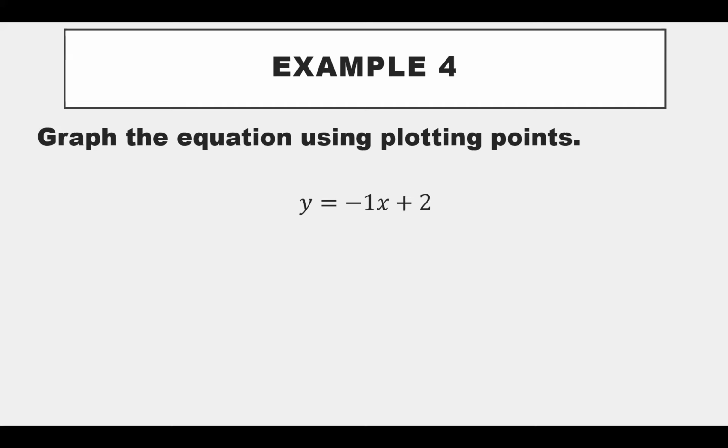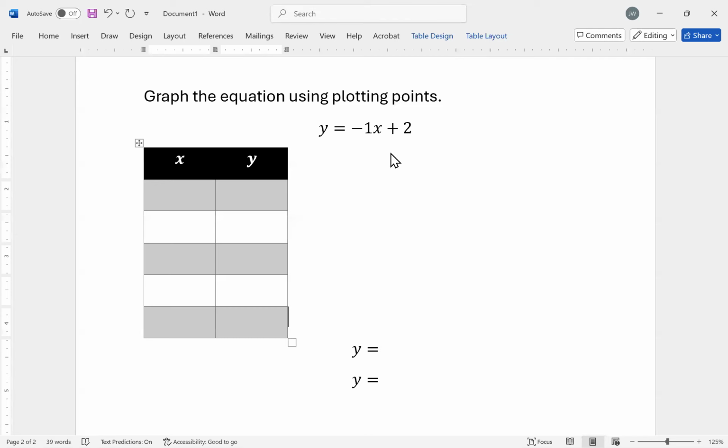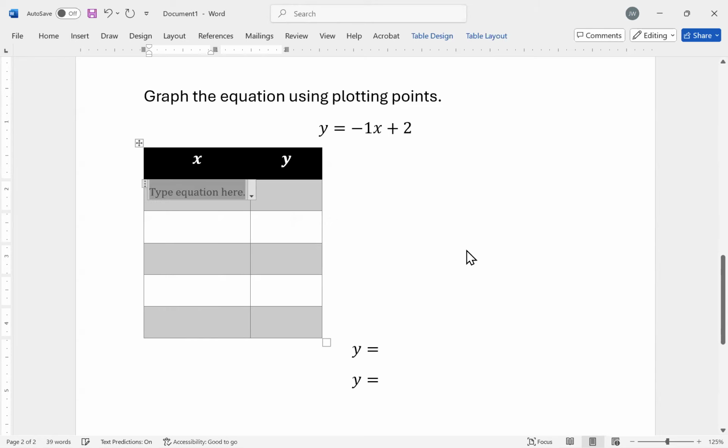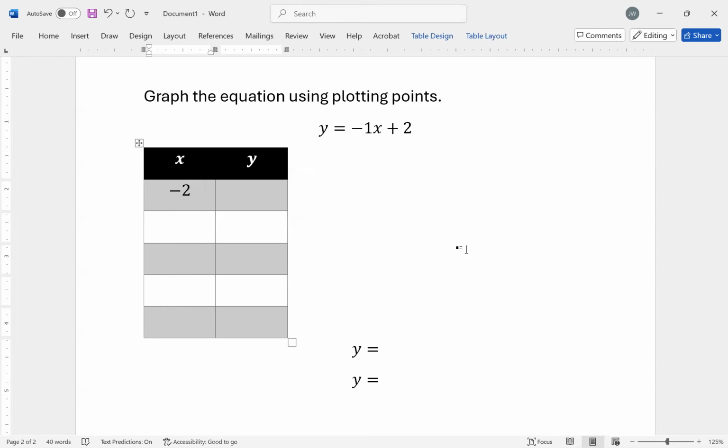Push pause on the video. In a couple of seconds, I will show you how this is done. All right, so I'll do this one. Y equals -1x plus 2. By the way, that can also be written as y equals -x plus 2. I think the values of x that I'll plug in are going to be -2, -1, 0, +1, and +2.